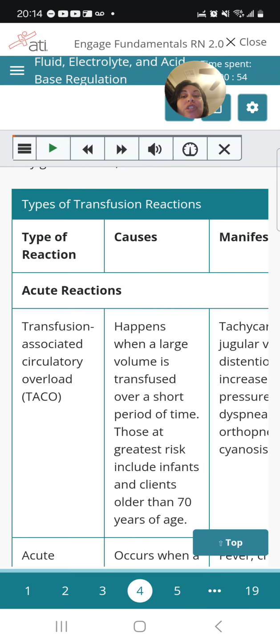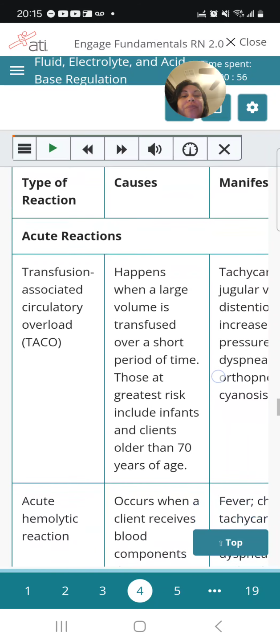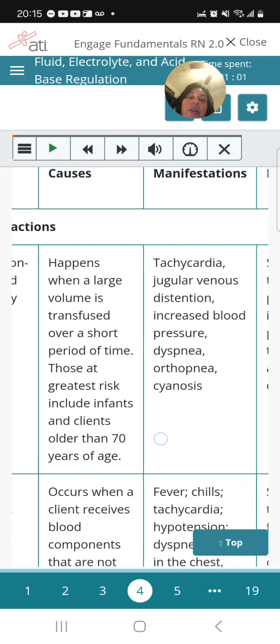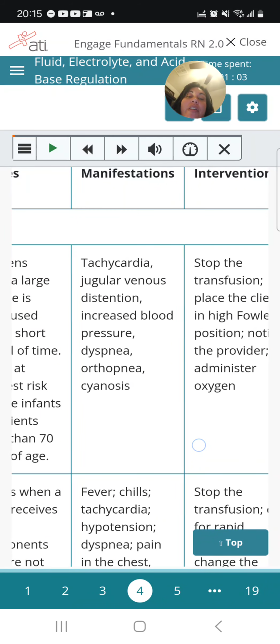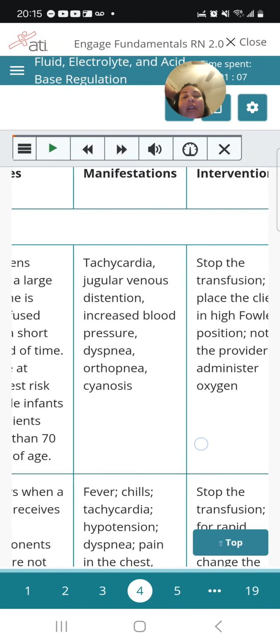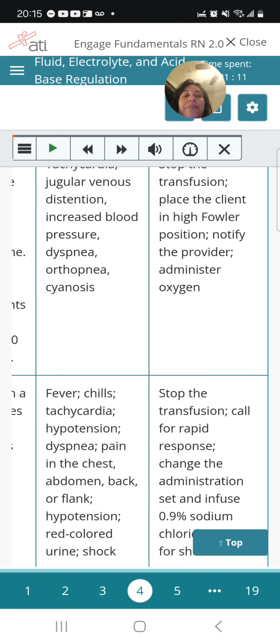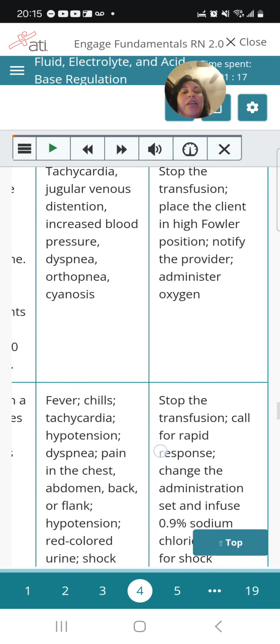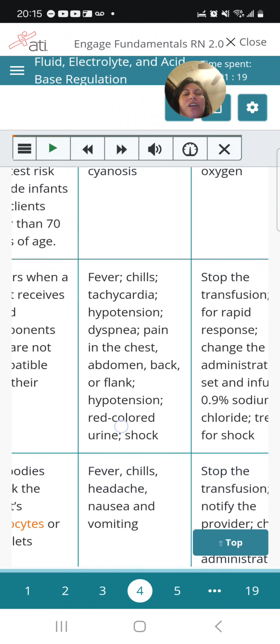Transfusion-associated circulatory overload happens when a large volume is infused for a short period of time. You'll have tachycardia, jugular venous distension, increased blood pressure, dyspnea, orthopnea, and cyanosis. Stop the transfusion. Place the client in high Fowler's position. Notify the provider and administer oxygen.